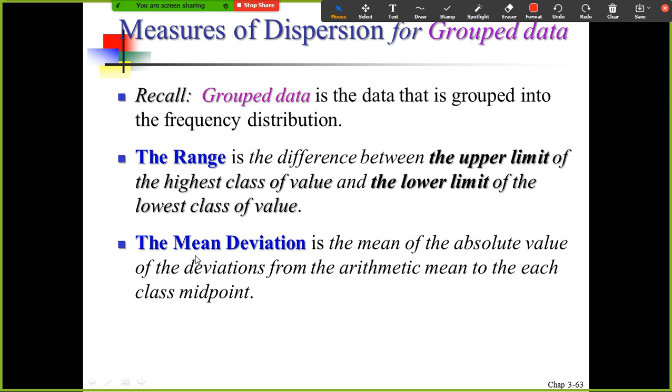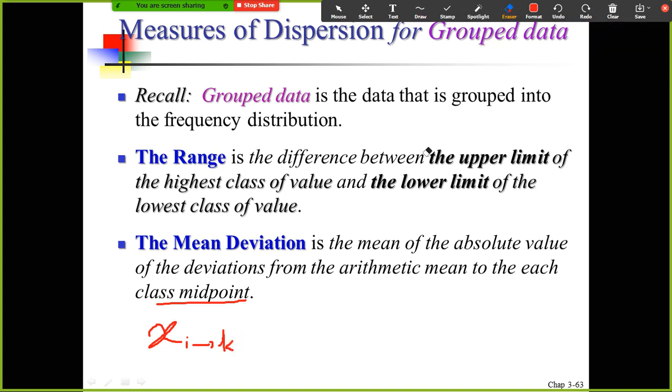Okay, next, mean deviation. In order to find mean deviation, you need to find first midpoint class. So midpoint class from class 1, midpoint I should become from 1 to K. I equal to 1, midpoint class 1, I equal to 2, midpoint class 2, I equal to 3, midpoint class 3, I equal to K, midpoint last class.